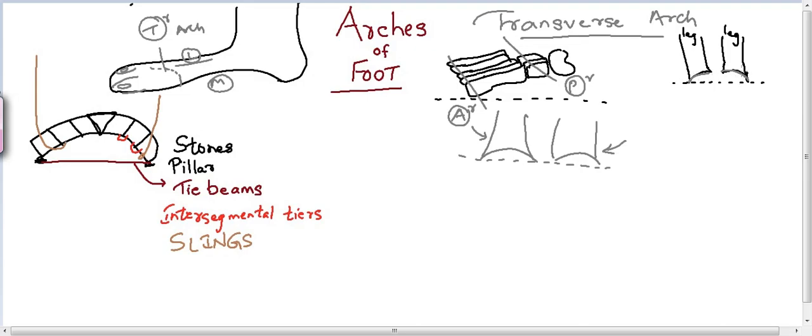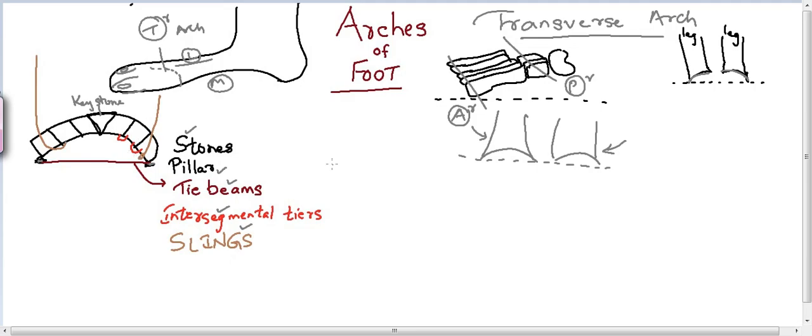With this concept, let us see what are the stones, pillars, tie beams, intersegmental tiers and slings with respect to the transverse arch. Stones, in engineering terms: there are multiple stones in an arch. One of the major stones is wedge shaped, called the keystone. Removal of this stone results in collapse of the arch. Pillar: that portion of the stone which is touching the ground is called the pillar. Tie beam: connecting the pillars to one another, interlocking one another, is called the tie beam because it's tying the beams together. Then connecting one stone to the other is called intersegmental tiers. Then holding this from above, these thread-like structures are called the slings.